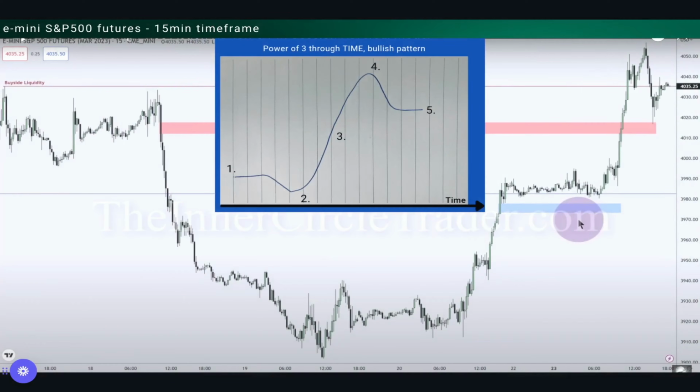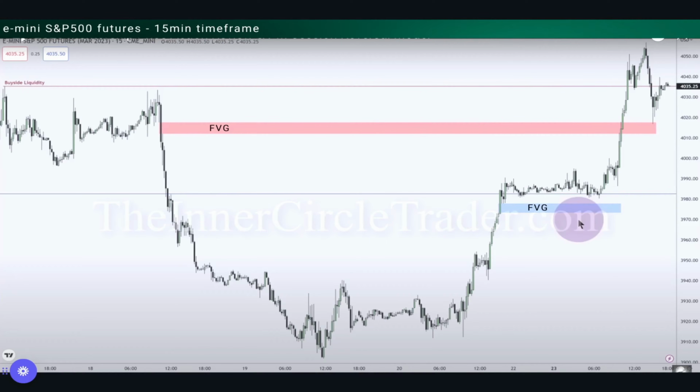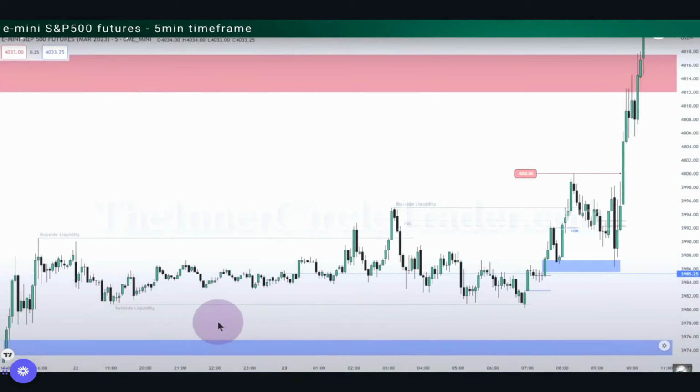Allow me to just remind you the power of 3 through time and how it looks like. And this indeed, guys, is a very good example of it. So guys, let's look again at the two fair value gaps, and this time on a 15 minutes time frame. Now, jumping into the 5 minutes time frame, ICT shows us this. And we can observe and notice here the main levels.